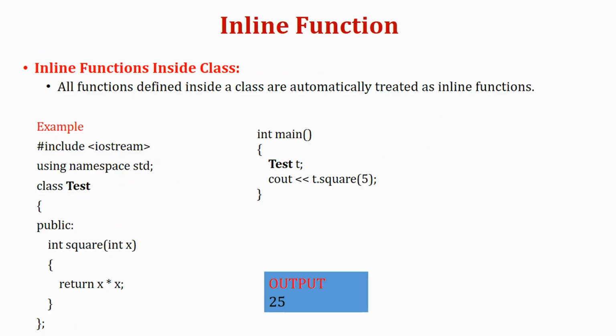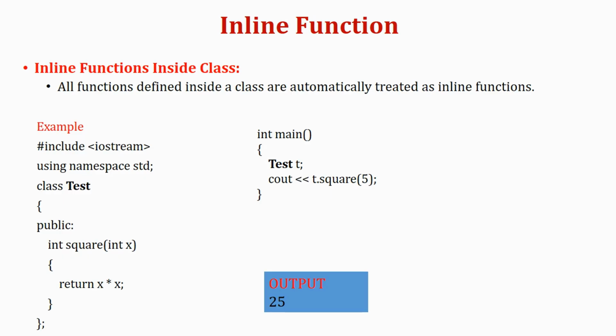Inline function inside the class. All the functions defined inside the class are automatically treated as inline functions. For example, in this class we write one function inside the class, and in this case the function is treated as an inline function. For example, class Test, then the public access specifier, return type integer, function name square, and one parameter. The logic is the square of the value, and finally the result is returned.